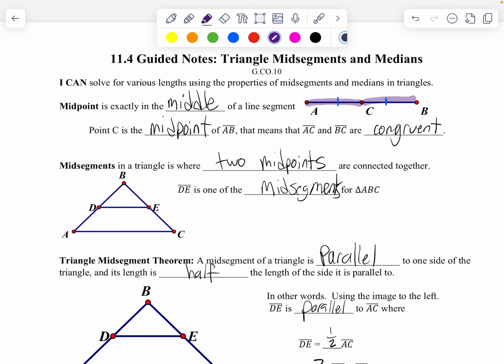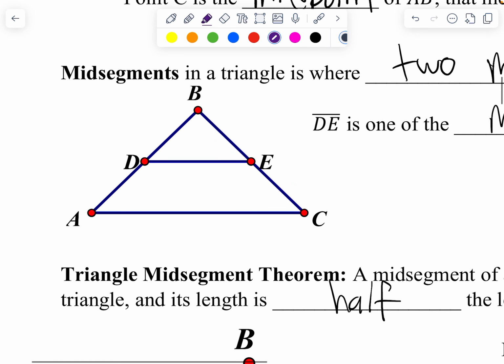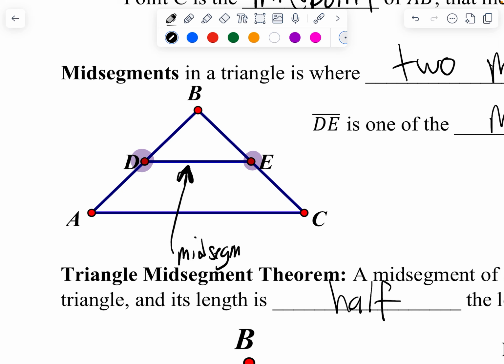Essentially, if you have a triangle where you have a midpoint D and a midpoint E, and you were to connect those two midpoints together, you get what is called a midsegment. All right, so DE is what we call a midsegment of triangle ABC.